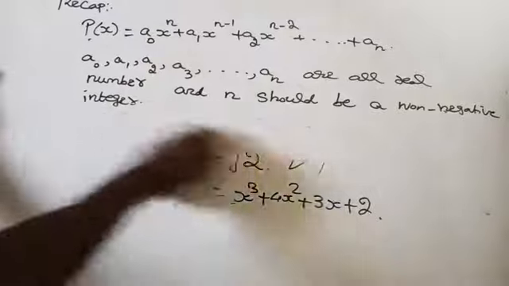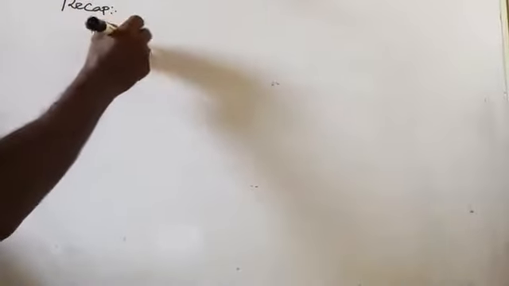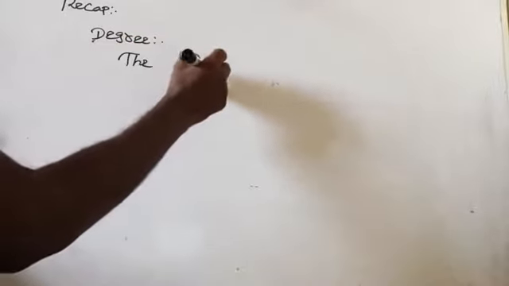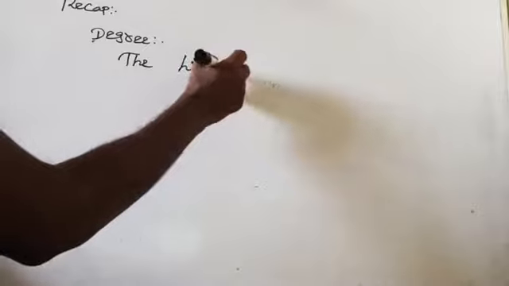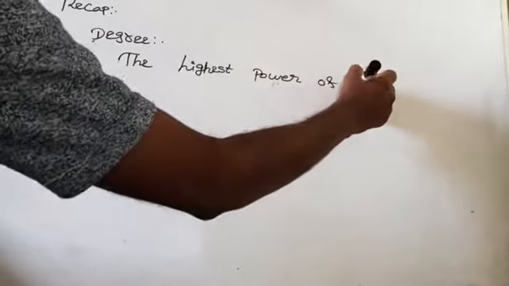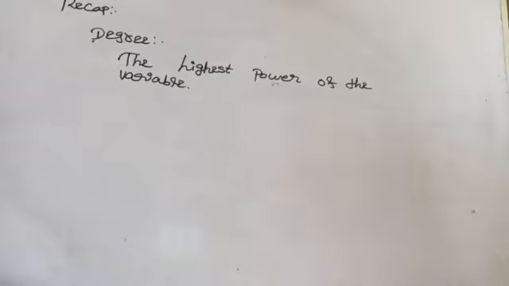Then what is meant by degree of the polynomial? Tell me. The degree of the polynomial is nothing but the highest power of the variable in the given polynomial. The highest power of the variable is called what? Degree of the polynomial. So you can expect this type of question for 1 mark.